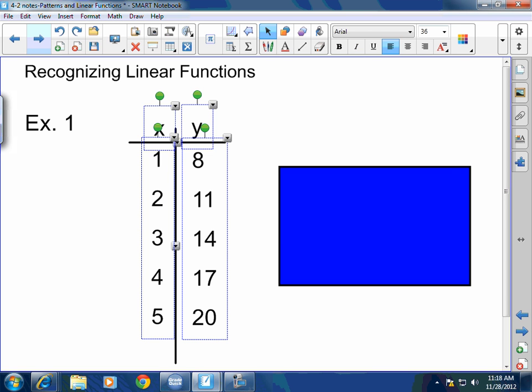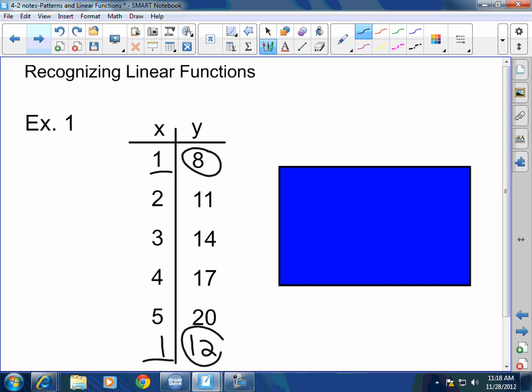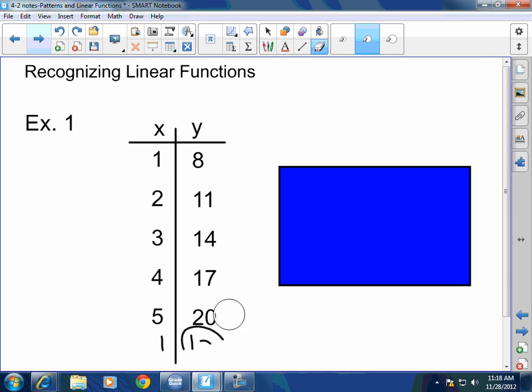Now, the important part of the lesson. We got to talk about how to recognize a linear function. First of all, we can tell this is a function because I have no repeating x's with different y's. If I had, for example, a 1 and a 12 down here, would that be a function? No, because I have two different y values for the same x. So we know this is going to be a function. Now, let's determine if it's a linear function.